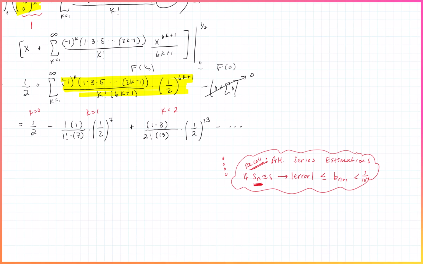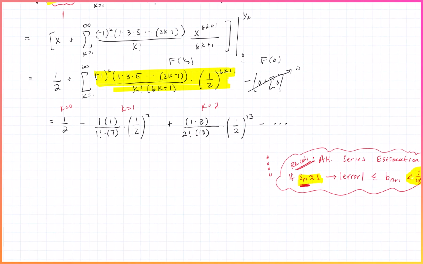What we're trying to do is estimate the value of this integral to within 1 over 10 to the 4th. And remember what our alternating series estimation says: if we use the first n terms to approximate the sum, then the error will always be less than the absolute value of the n plus 1 term, the first term we leave out. So I'm looking at this and I'm thinking, you know what? I think we're getting pretty close pretty quickly. So let's actually write these out.